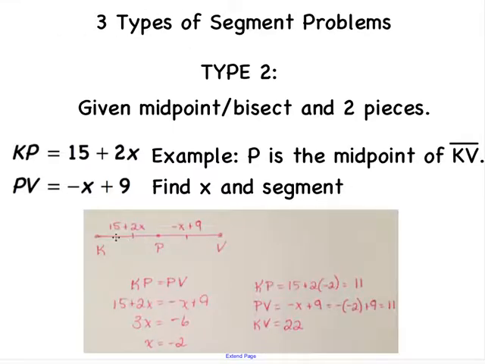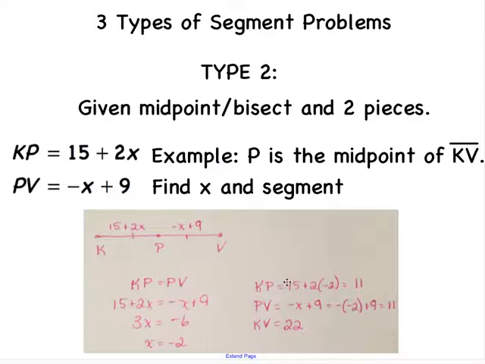So again, I have my segment drawn. I've marked the two segments that are of equal length with tick marks, and then I set my expressions equal. 15 plus 2x equals negative x plus 9, and I solved. Notice that x is negative. X is allowed to be negative. The segment length is not.